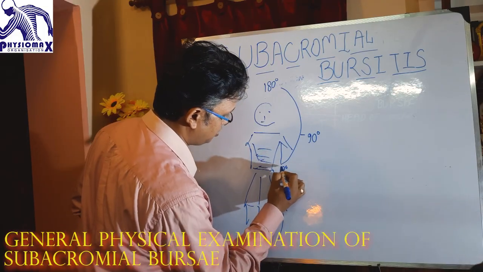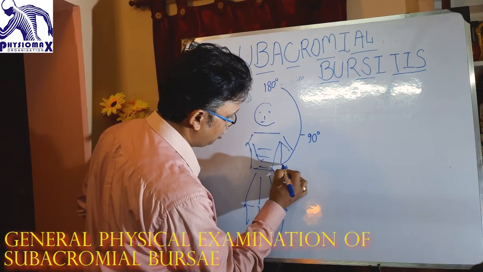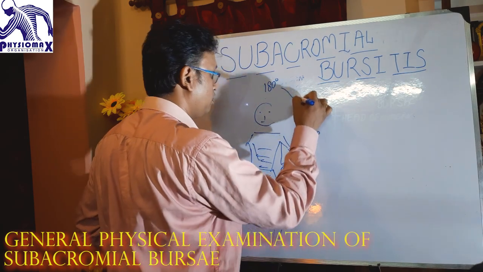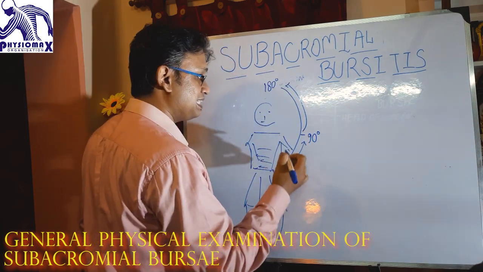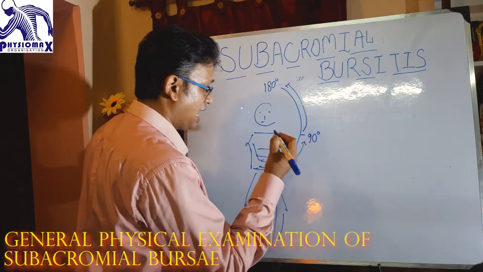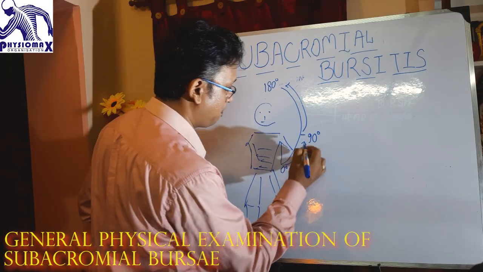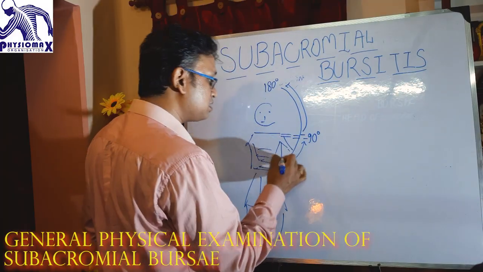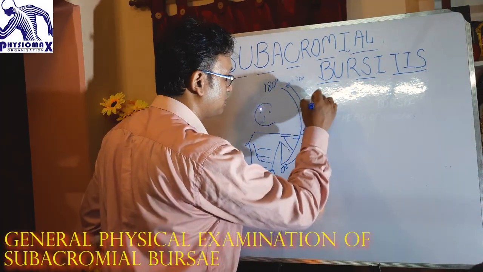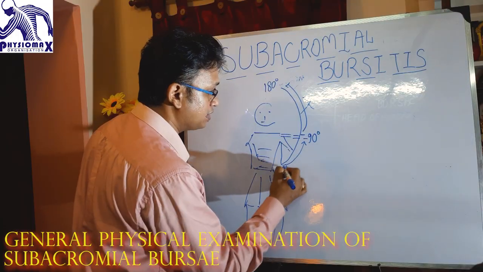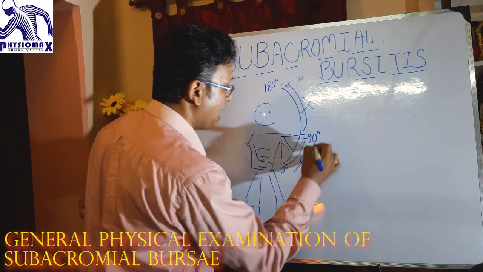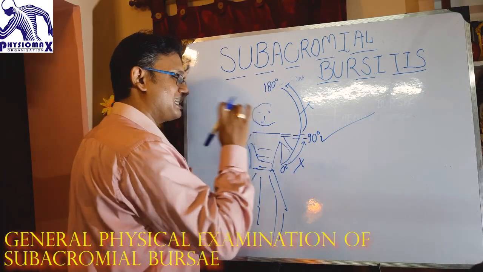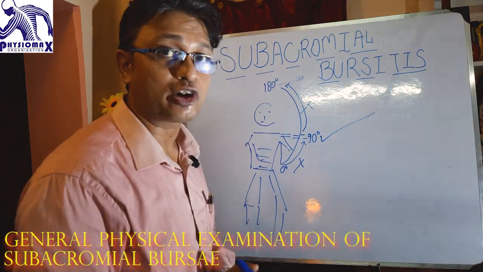So consider this patient will start doing the abduction of the arm from 0 degrees to 90 degrees and from 90 degrees to 180 degrees. This is what is called a painful arc. When the patient has pain exactly at 90 degrees of abduction and throughout the rest of the arc has no pain, like here, 0 to 90 degrees the patient does not have pain, and only at the 90 degree position the patient has pain, that is the classical symptom of subacromial bursitis.